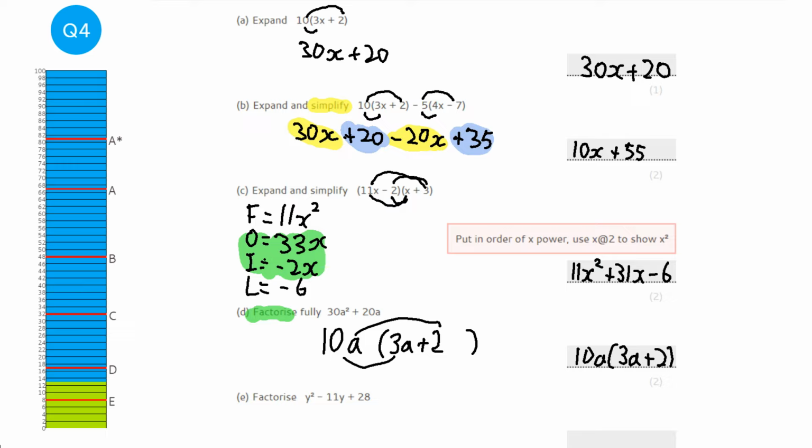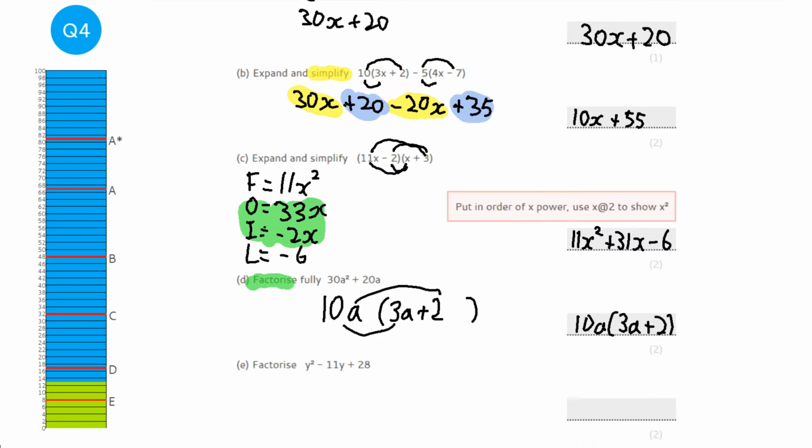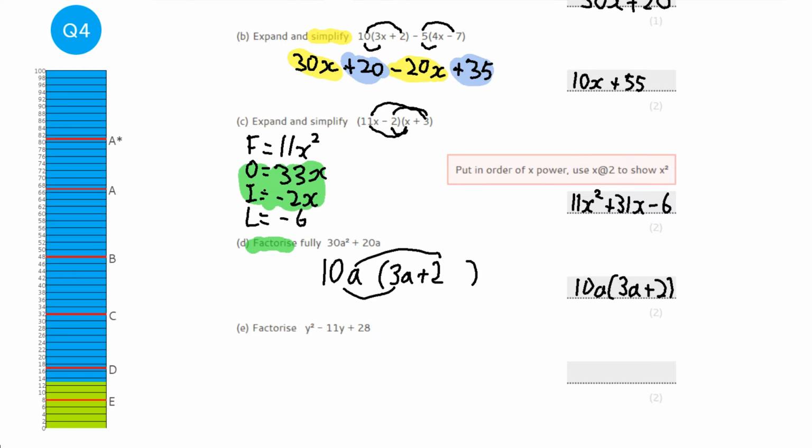Okay, let's look at the last one. Let's scroll down. Okay. This time we've got a quadratic, and the reason I know that is we've got a y squared, we've got a y term, and we've got a number term at the end. Okay, so the only difference here is I need two sets of brackets. Now the first two numbers or expressions in both the brackets is going to give us the y squared. So that's going to be y and y.